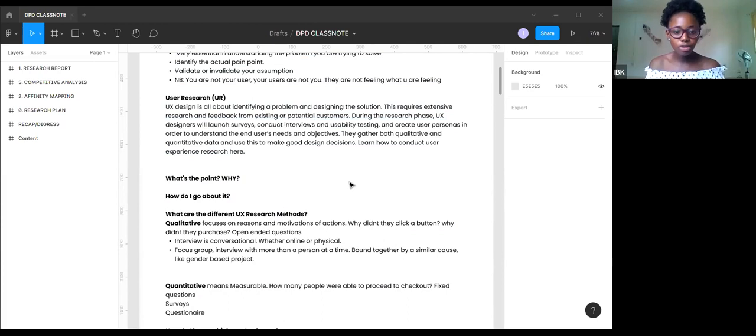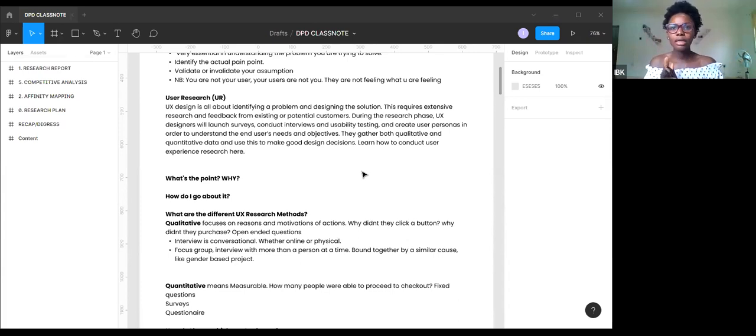Then how do we go about user research? We have different types of research. We have the quantitative and we have the qualitative. When we talk about the qualitative, it means quality, you are targeting the quality of your research. It focuses on the reason and the motivation for action. Examples are interview and focus group.